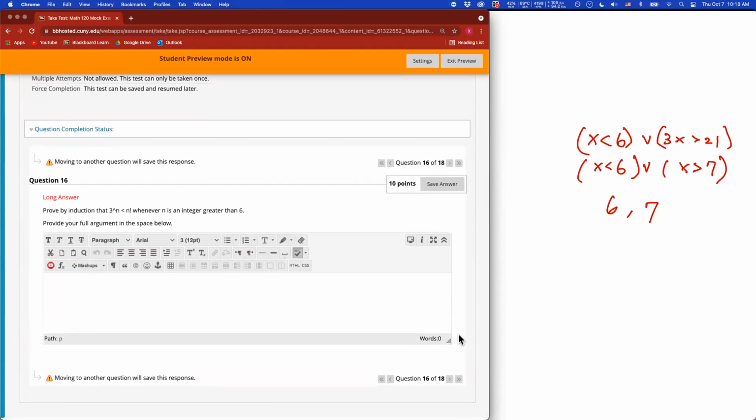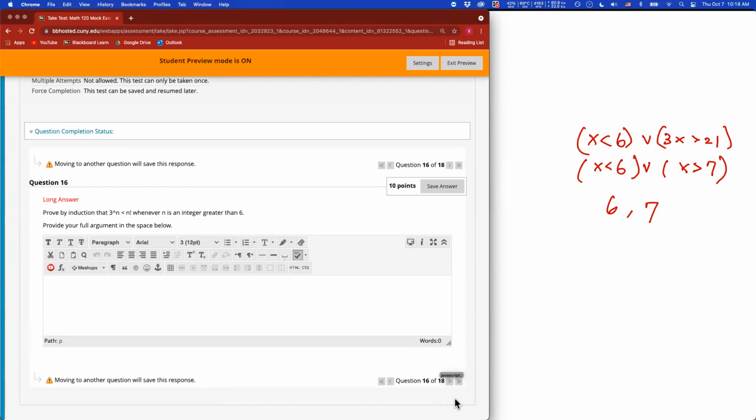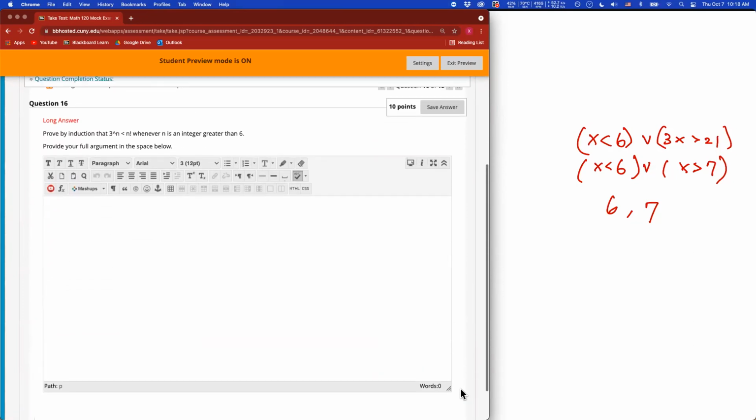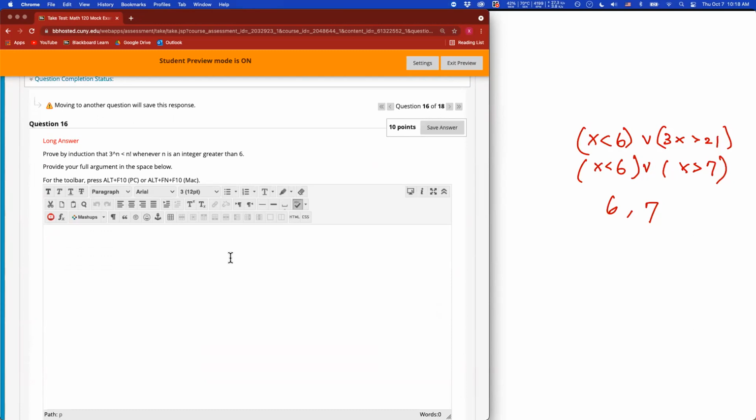Okay, so you have another induction question. Again, you have the basis step. Now here we have n is greater than 6, so that means your n needs to start with 7. Now you need to compute 3 to the 7 and show it is less than 7 factorial. You can calculate it to show this is true.